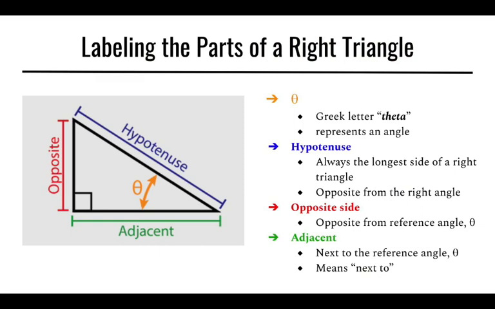So labeling the parts of a right triangle. Theta there, that first thing in orange, is the Greek letter theta, and it represents an angle. We use it in math and all kinds of different applications to represent angles. The hypotenuse, of course, is the longest side of the right triangle, and it is the side opposite of the right angle. The opposite side is the side across the triangle from our reference angle, theta. And then the adjacent side is the side that is next to our reference angle, and think of it as the leg that is helping the hypotenuse to form our angle theta.